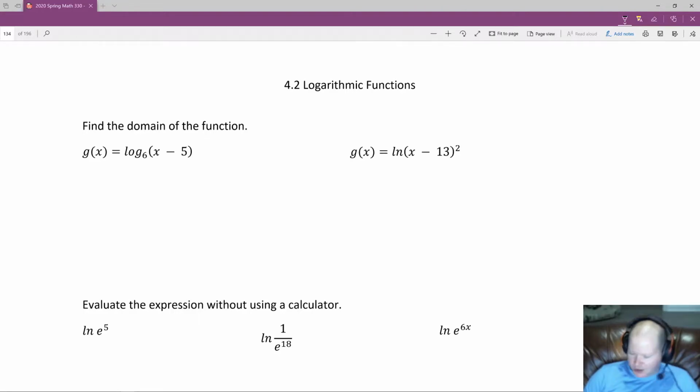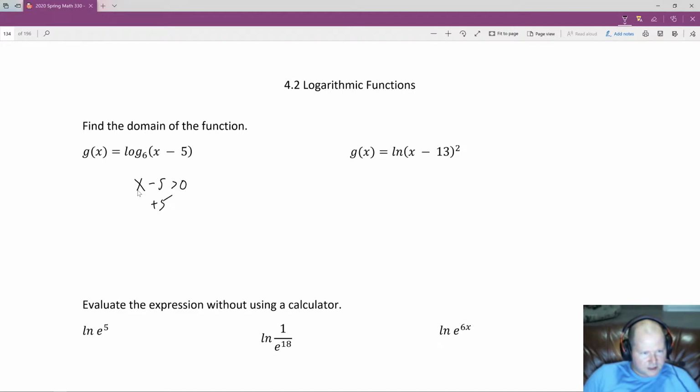4.2 logarithmic functions. Alright, so now we're going to find the domain of each function. Now you have to remember that the argument of this logarithm can't be 0 or below. So you can't take a logarithm of 0, basically. So what we're going to do is take this argument, the x minus 5 here, and set it greater than 0.